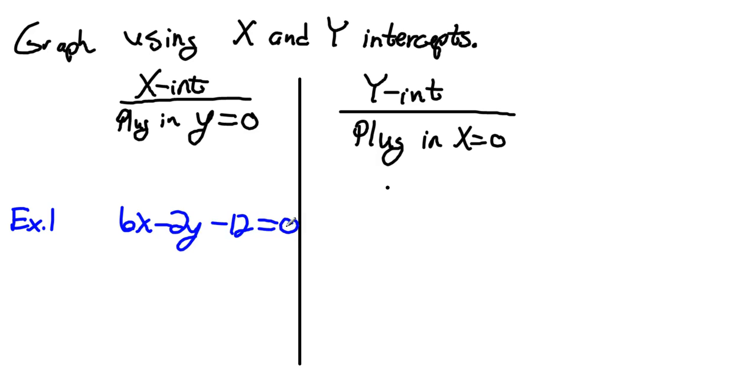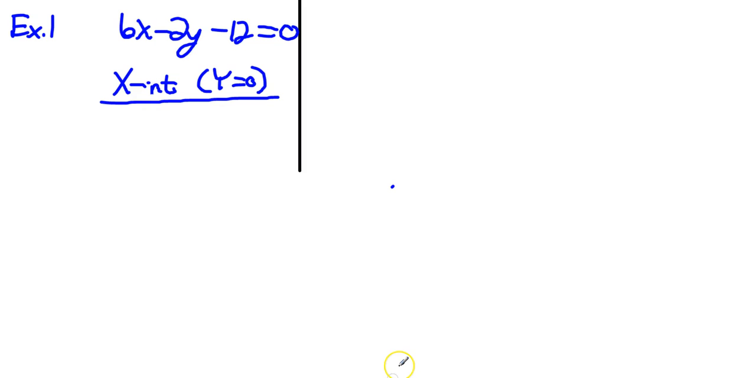So let's go with 6x minus 2y minus 12 equals 0. Okay, so for the x-intercept, which again is you're going to plug in the y value of 0, and then just work it out. See what you can do from there.